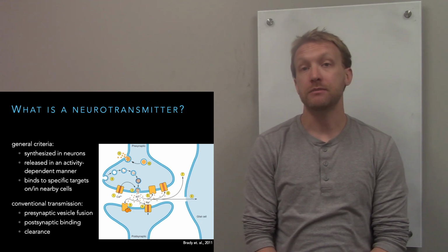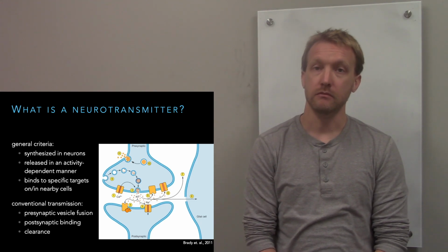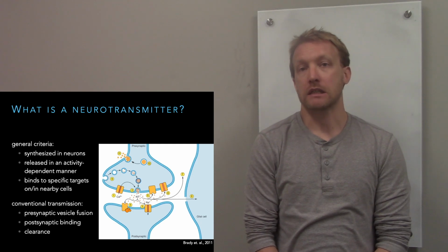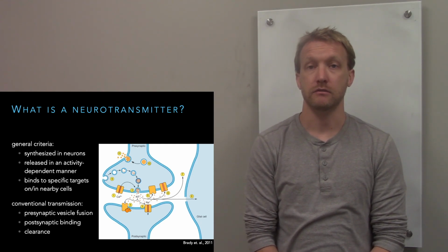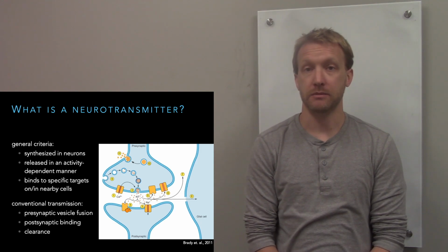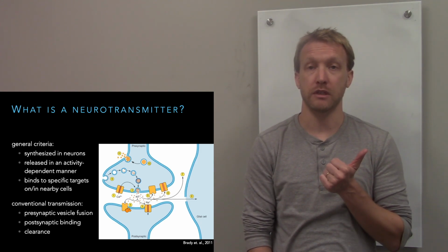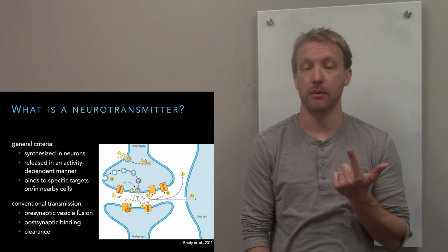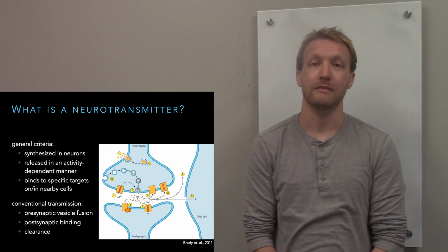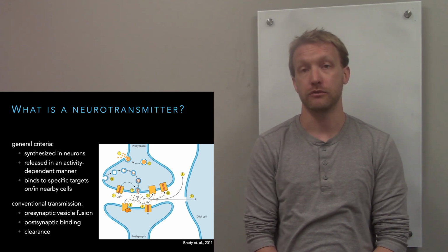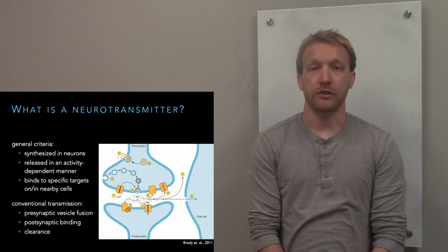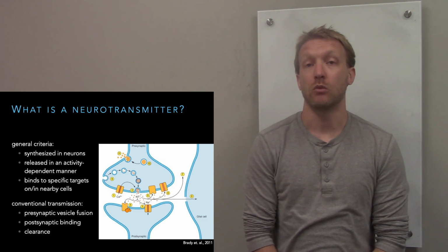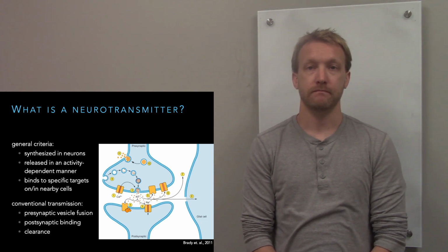And then finally, there needs to be some clearance mechanism. Well, nitric oxide kind of broke that one because it just spontaneously degrades. Classical neurotransmitters have a transporter protein to clear it up, some enzyme to break it down, or both. Not all neurotransmitters do, though. But we'll hang out in the world of classical neurotransmission because that's mostly what the brain uses.